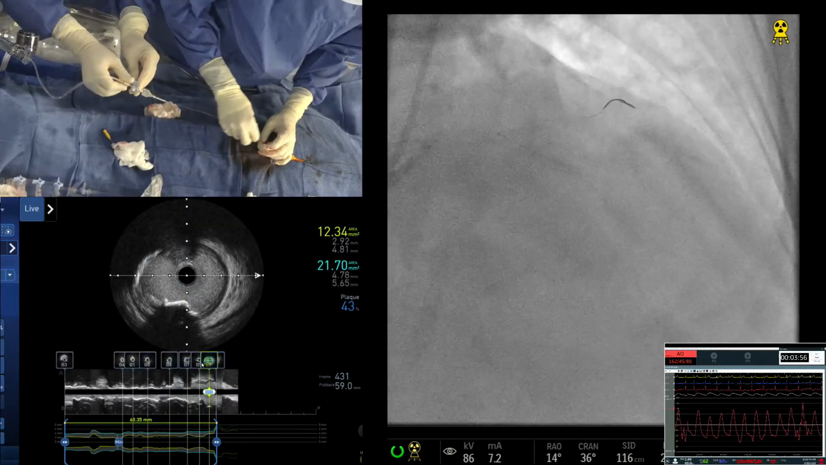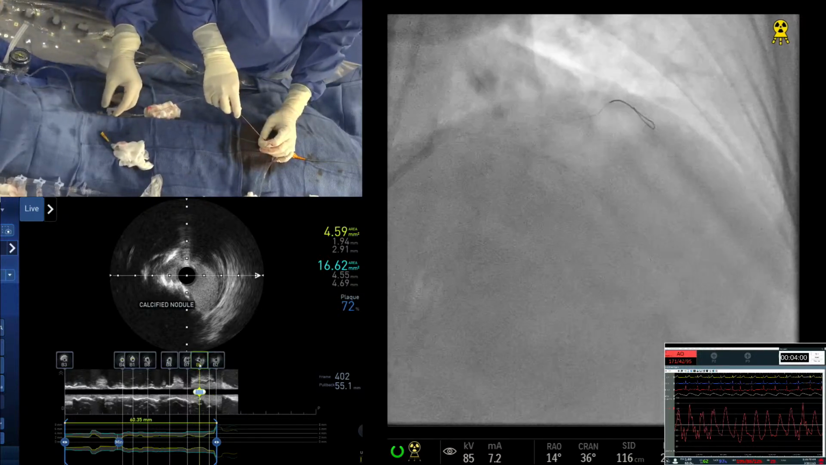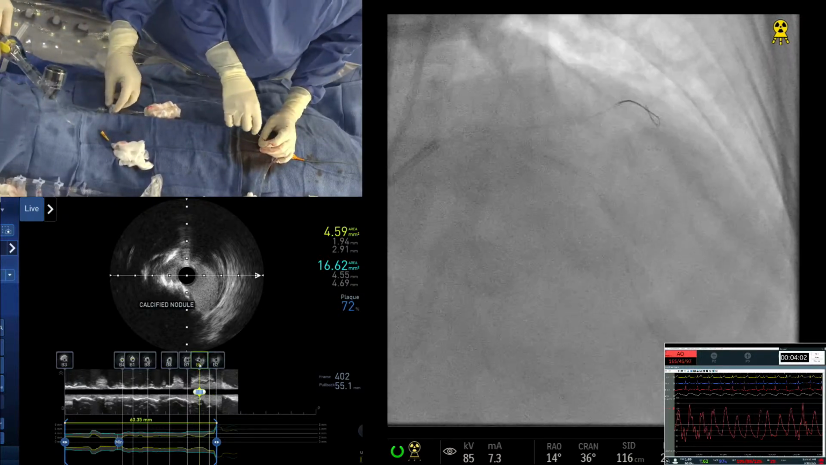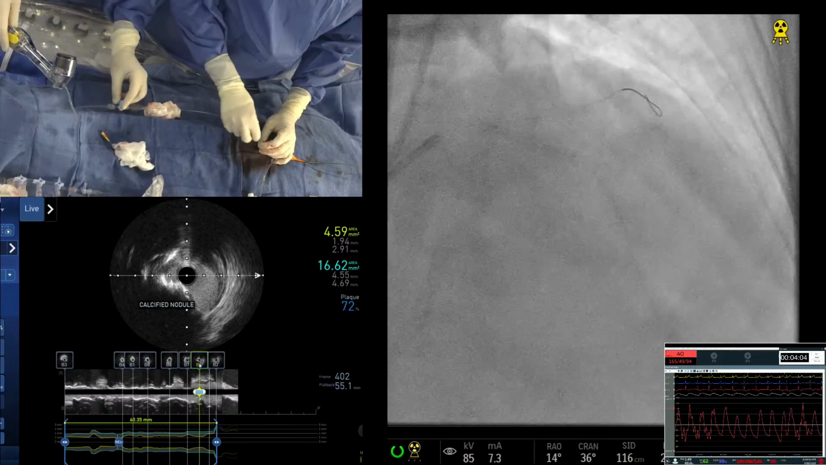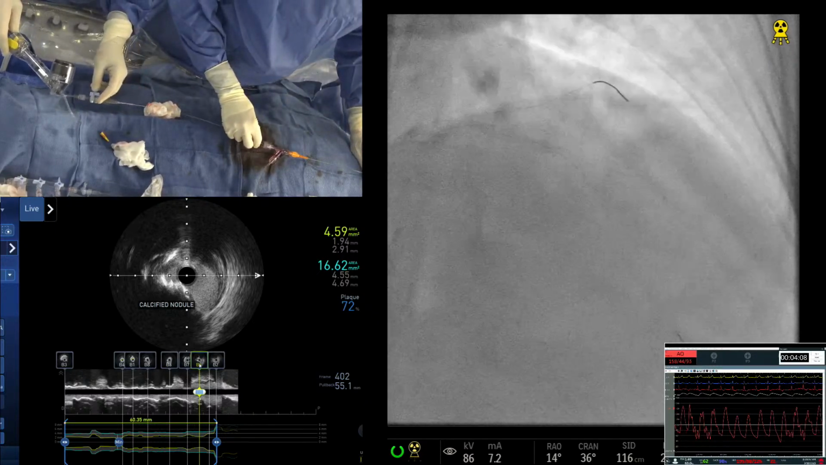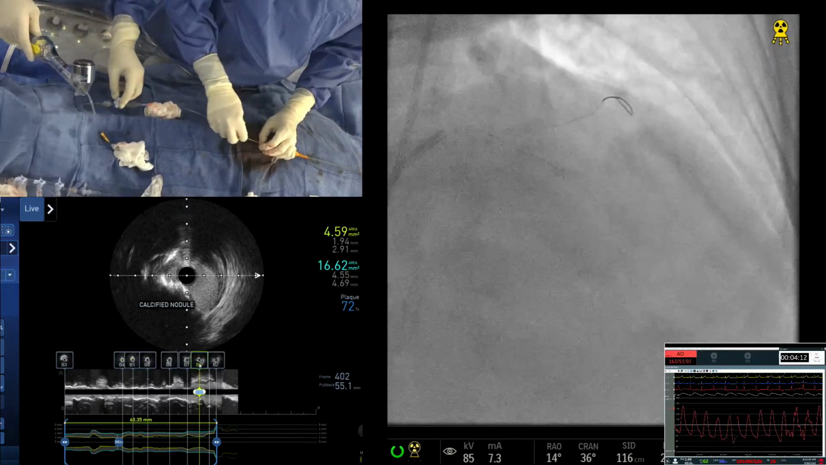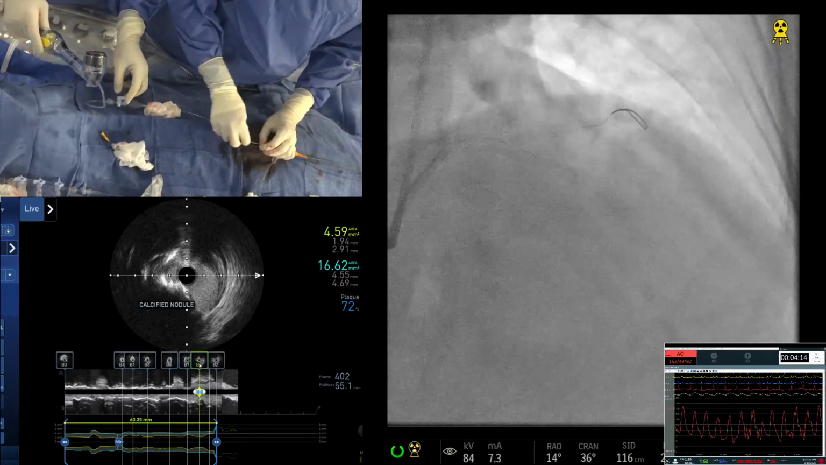Okay. I think we needed that. Now, the only question is, is the diagonal wire creating some crisscrossing? No, I don't think there's crisscrossing there. Okay, then what do you want to do? I would say take the diagonal wire out, try to see the diagonal wire go into the LAD, and then rewire the diagonal.